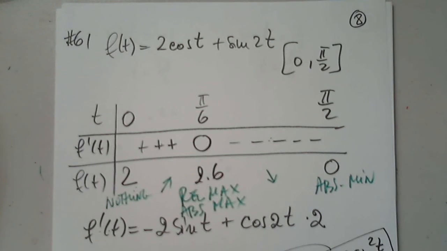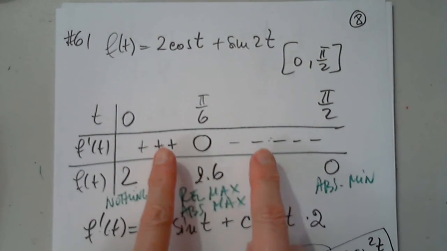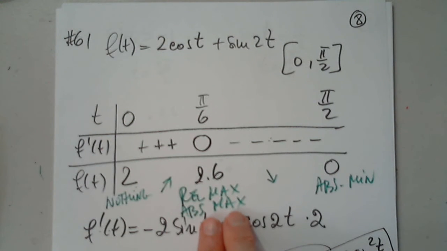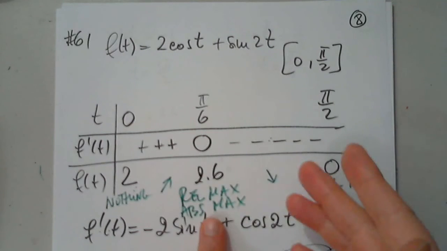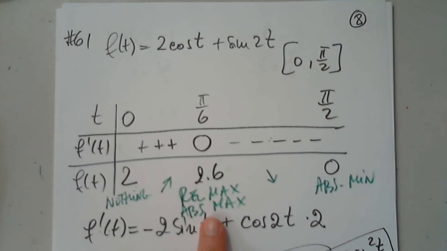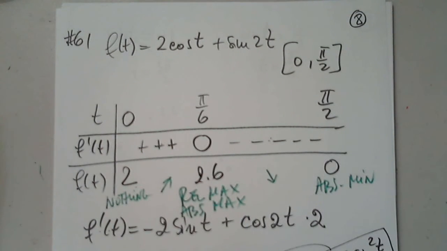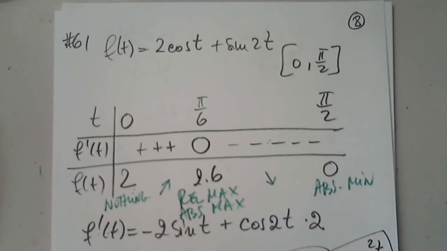So again, what have we learned so far? The first derivative gives increasing, decreasing intervals, and it gives us the relative max, relative min, also absolute max, absolute min. So max, min, increasing, decreasing. Any questions here? Any questions?